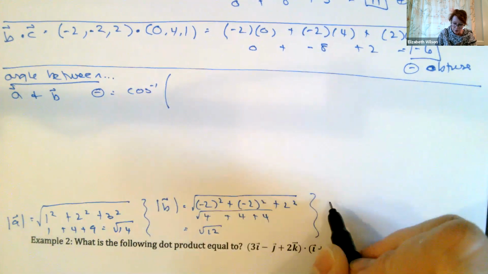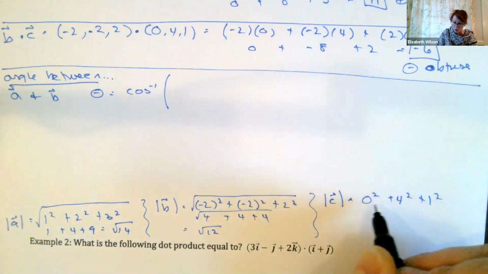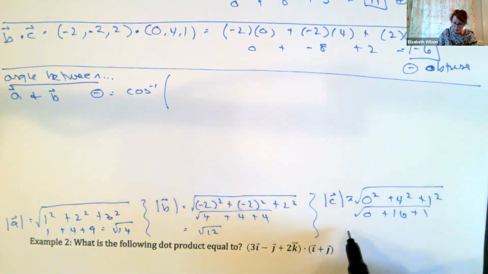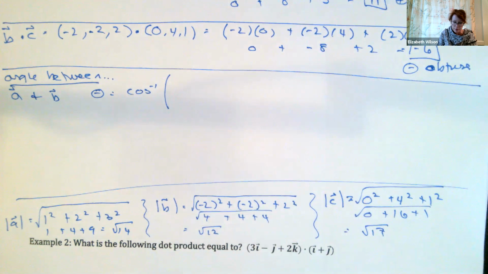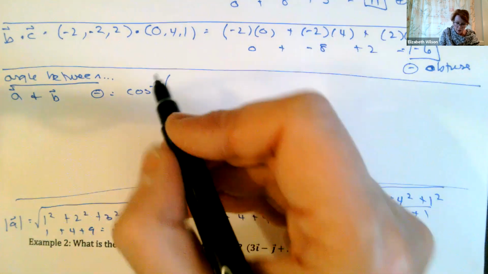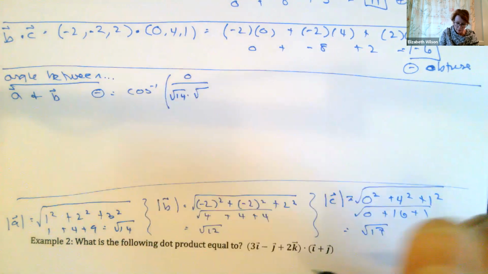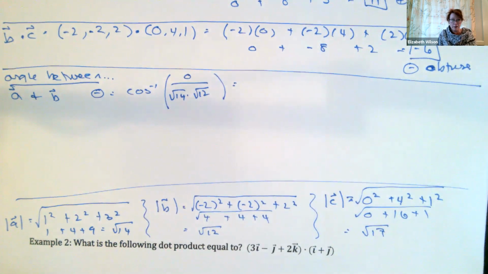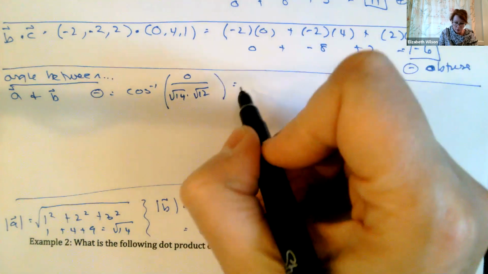All right, and then magnitude of C. This is 0 squared plus 4 squared plus 1 squared. You don't have to do the 0 squared, I'm just showing you. So this is 0 plus 16 plus 1, which is radical 17. Okay, so now we have our magnitudes. I can use that in my angle calculation. So A and B: we've got our dot product, which is 0, divided by the magnitude of A times the magnitude of B. Inverse cosine of 0, if you do that on your calculator, is going to give you 90 degrees if you do it in degrees, which we don't do in this class, but just so you can convert in your mind, this is going to give you pi over 2 radians.